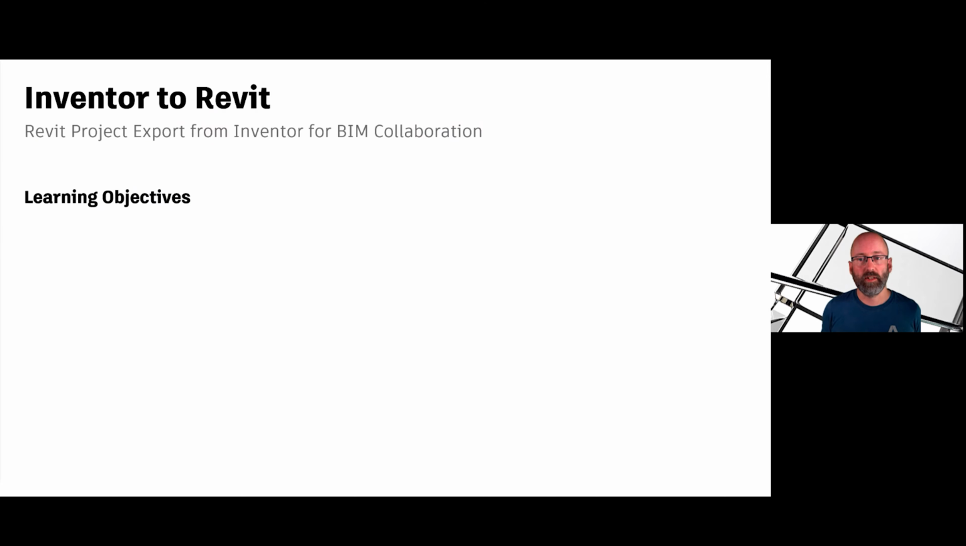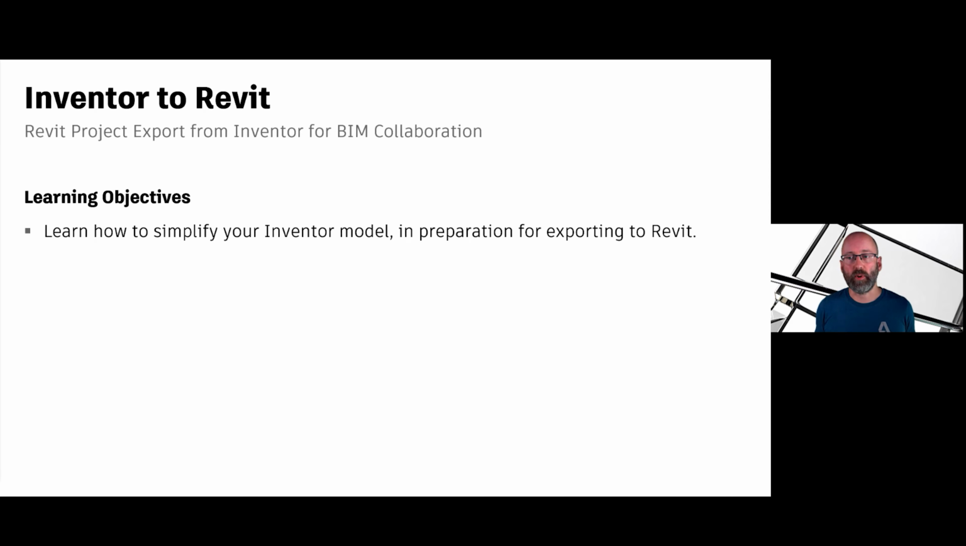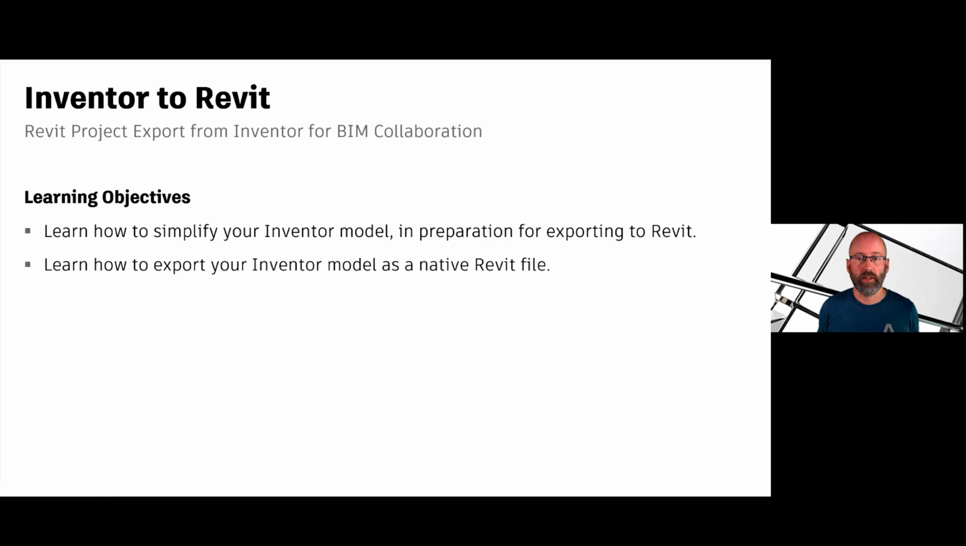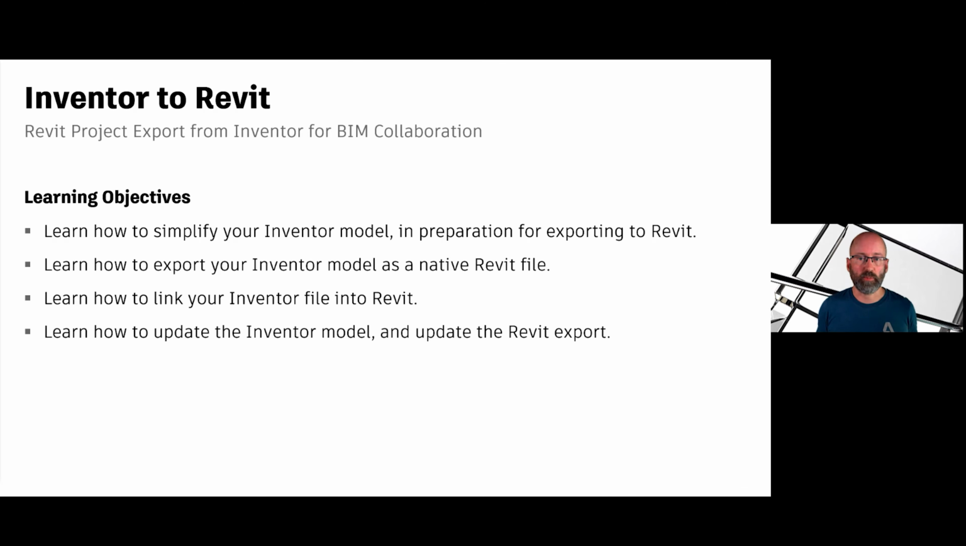In today's class, our learning objectives are: we'll learn how to simplify an Inventor model in preparation for exporting to Revit. We'll learn how to export our Inventor model as a native Revit file. We'll learn how to link our Inventor file into Revit, and we'll learn how we can update the Inventor model and also update the Revit export.